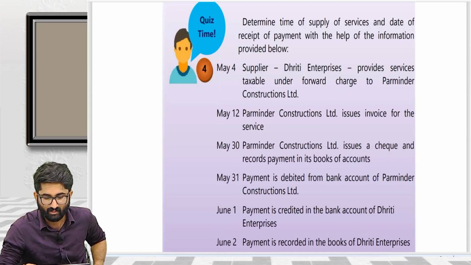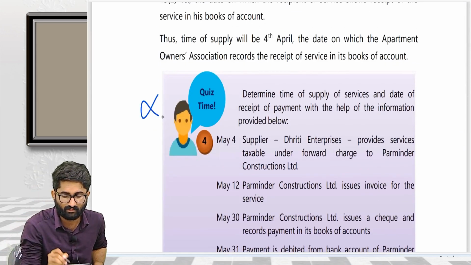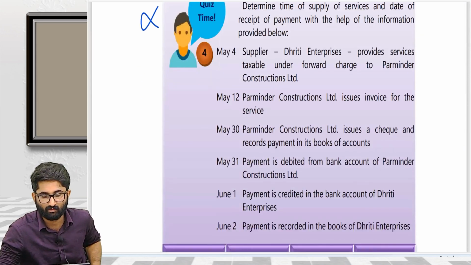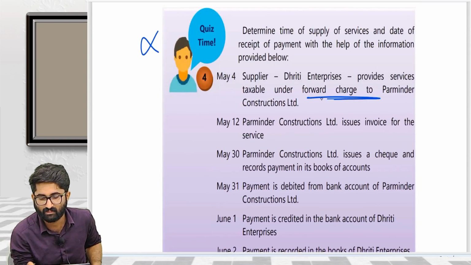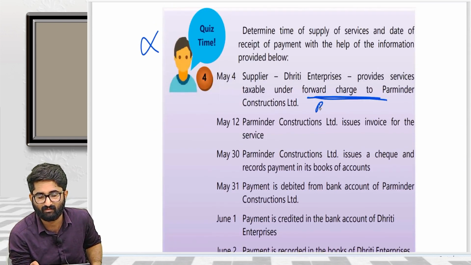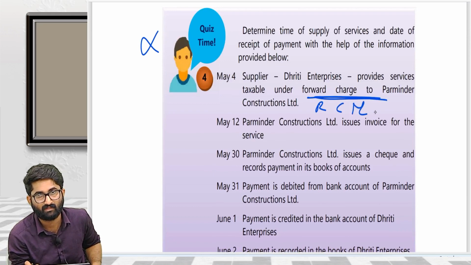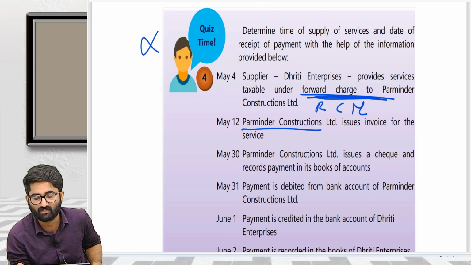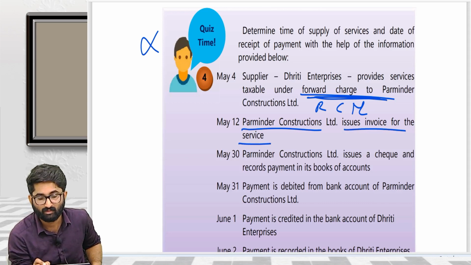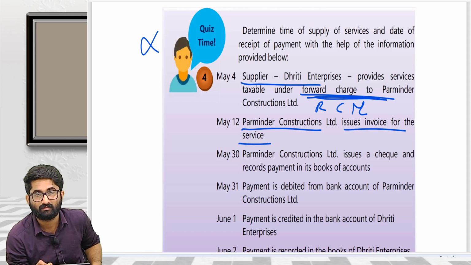I believe that this quiz question number 4 is a wrong question, because they have given the forward charge mechanism. I believe this has to be reverse charge mechanism. Otherwise, in case of forward charge mechanism, Parminder Constructions Limited issues the invoice for the service. How? Because Dhriti is the supplier.